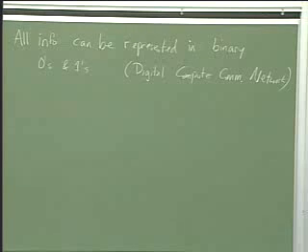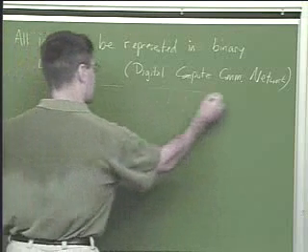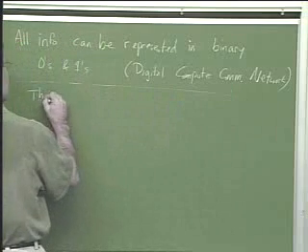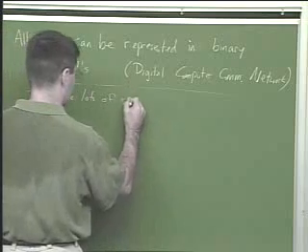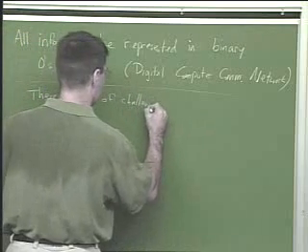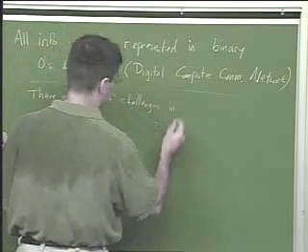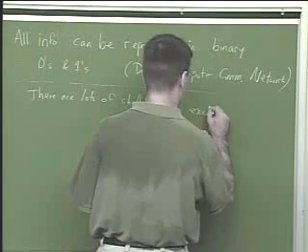Okay, so where are we? So, I'll do the run through in a couple minutes. So all info can be represented in binary. It's a sequence of zeros and ones. Okay, and so we're going to be concerned with. There are lots of challenges in exchanging these zeros and ones.